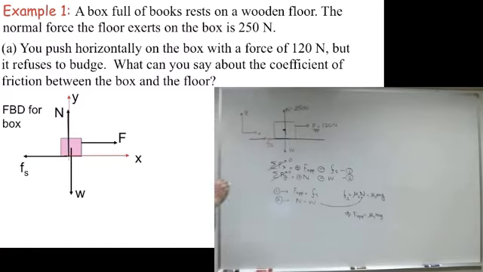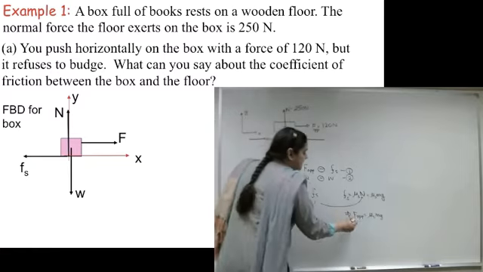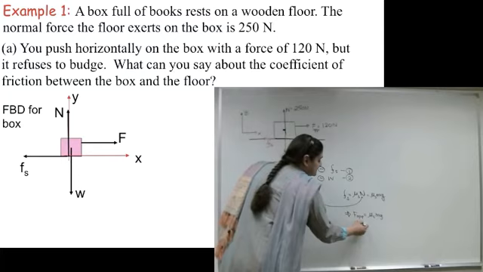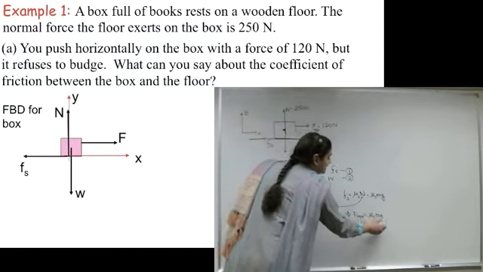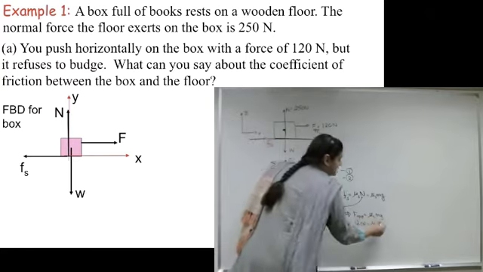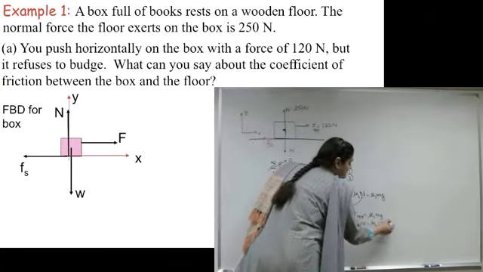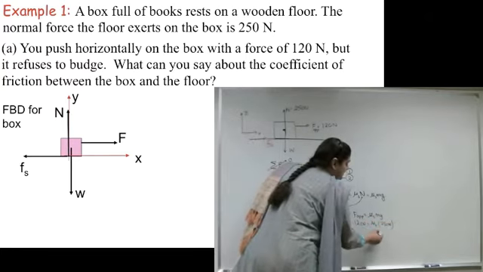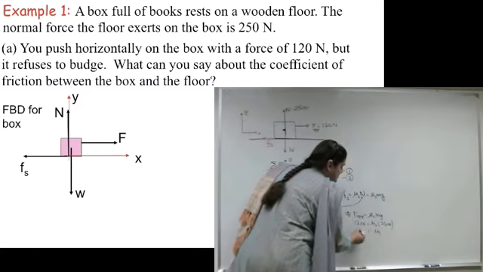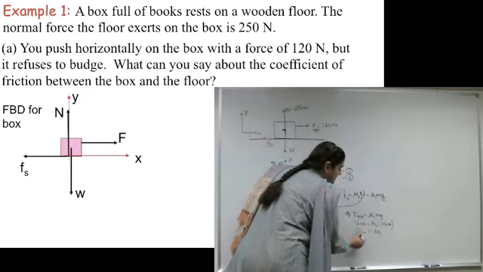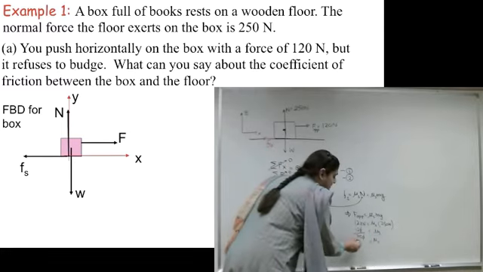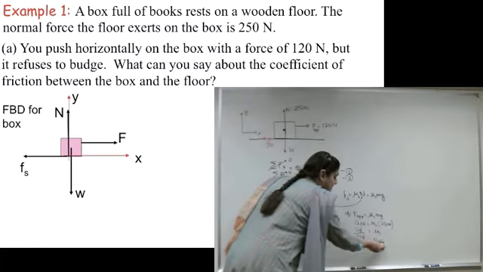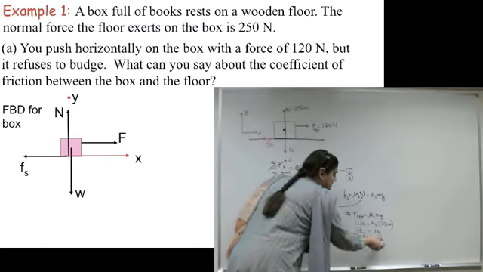Okay? So F applied is 120 newtons. Mu S is just F applied divided by N. Oh, I was given N, so I didn't even have to worry about converting it. N is 250 newtons. And mu S will now equal 120 divided by 250, which comes out to be 0.48. So this is going to be my coefficient of static friction.